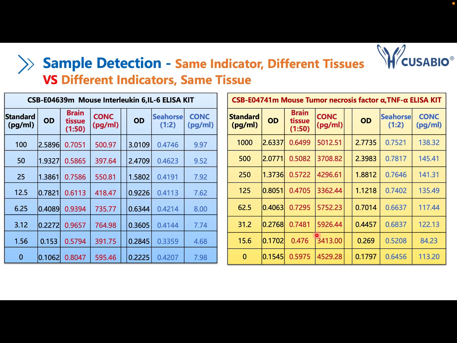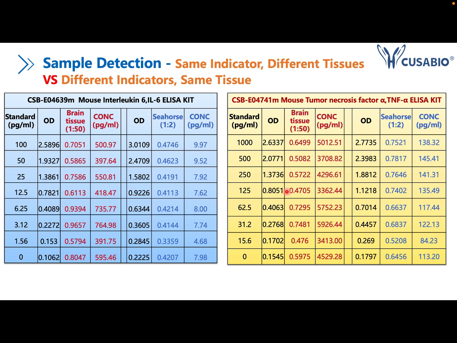And here is another case. In this case, I'm just showing you how diverse our CUSABIO ELISA kit is. Here, the left CUSABIO ELISA kit is for interleukin 6 and the other one is for TNF-alpha. We can use the same ELISA kit to test different samples like brain tissue and seahorse tissue samples, and for the same tissue type, you can test different indicators.